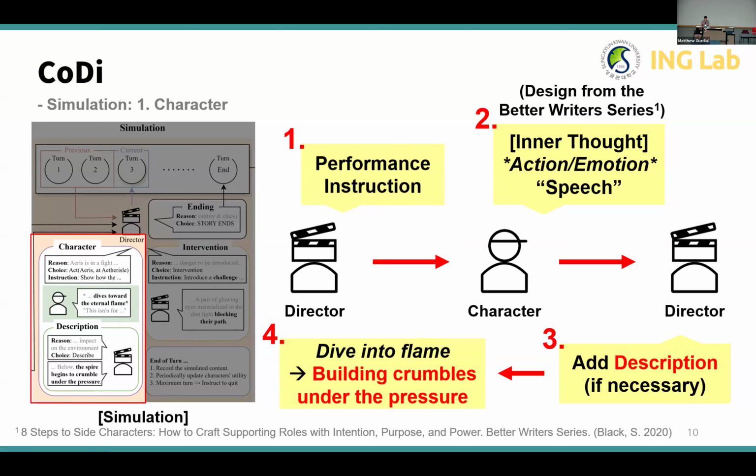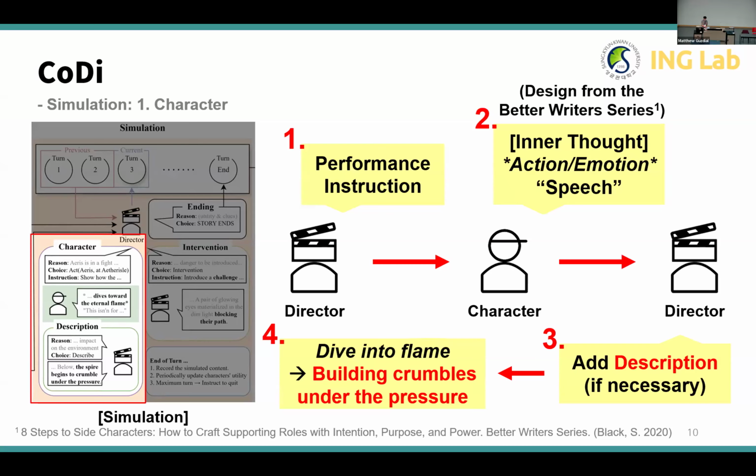Then the chosen character, by seeing their profile, utility function, and the story context, generates an output consisting of inner thought, action or emotion, and speech. After the character reaction generation, we give the director agent the opportunity to activate description mode.